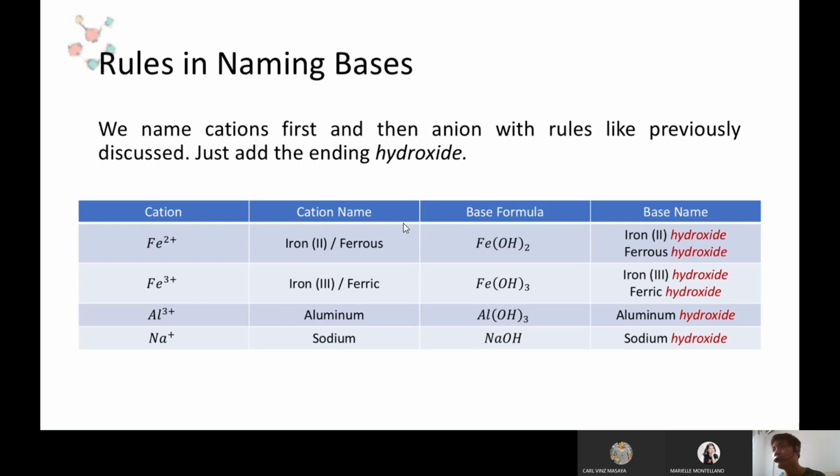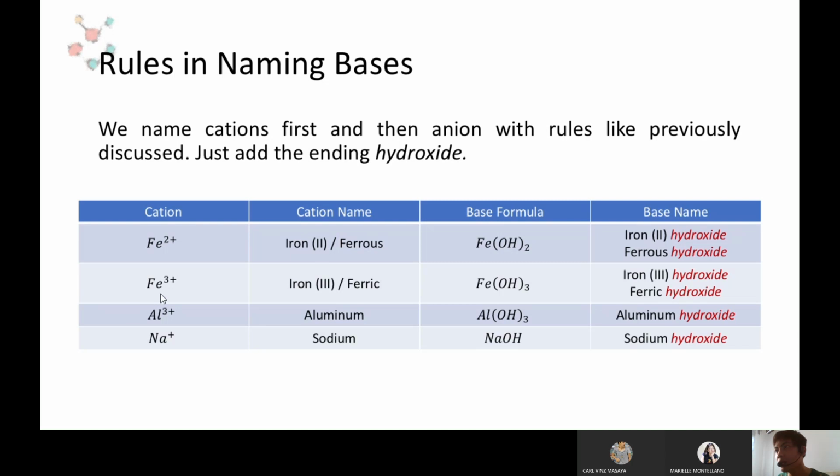For example, here we have Fe2+. Tignan nyo, ano yung exponent? 2. So, that means, if you want that to be a base, kailangan nyo ng dalawang OH. How are we going to name that? Kunin mo lang yung names ng cations. Ang name ng cation is iron 2 or ferrous. So, anong gagawin mo? Maglagay ka lang ng name ng hydroxide sa dulo. Iron 2 hydroxide, ferrous hydroxide.